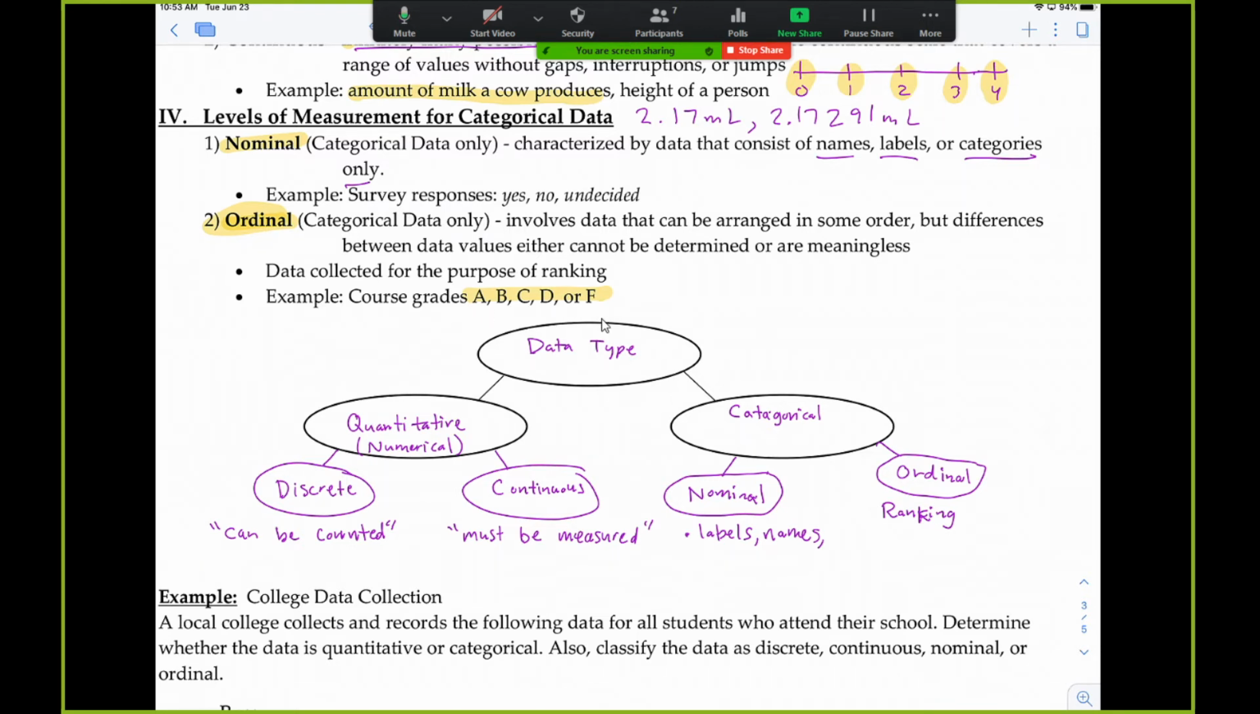And they're used to rank, and we know that the ranking order of letter grades is that A is better than B, B is better than C, C is better than D, and D is better than F. Whereas with nominal, an example we have here is survey response: yes, no, undecided. It's just labels. There's no ranking order, like high to low, for yes, no, or undecided.